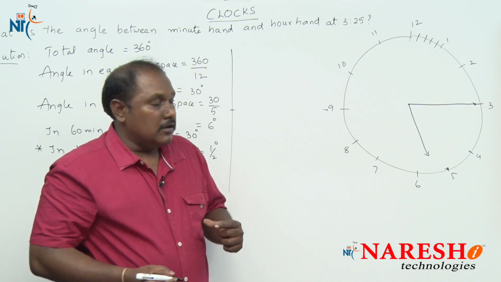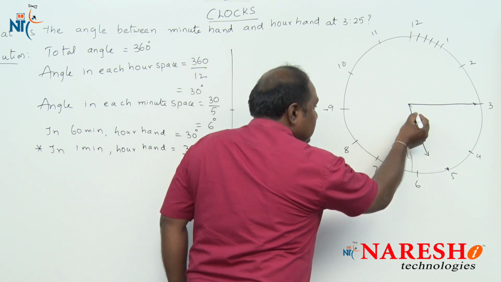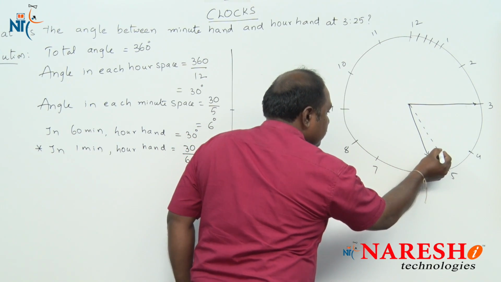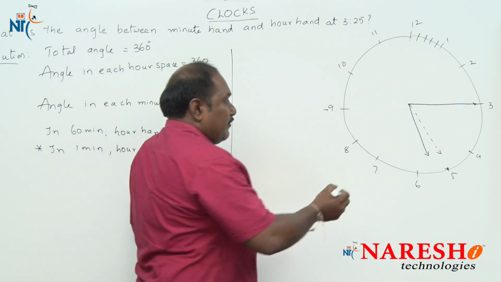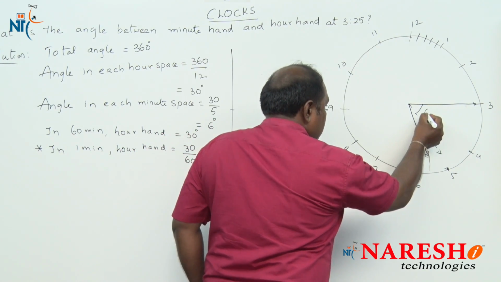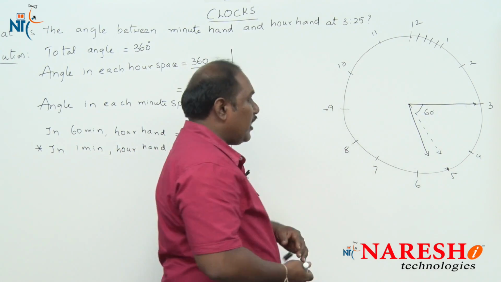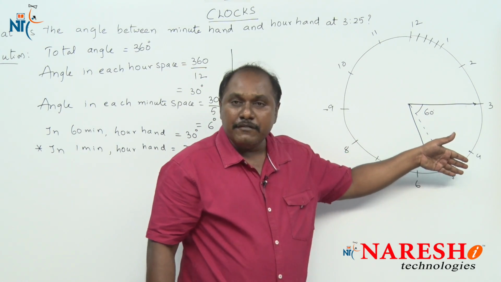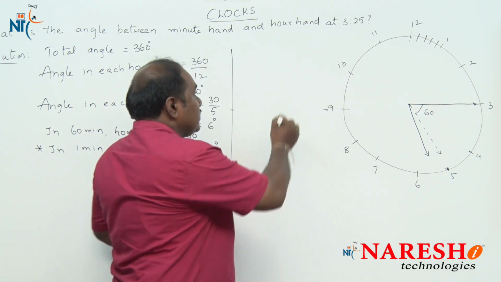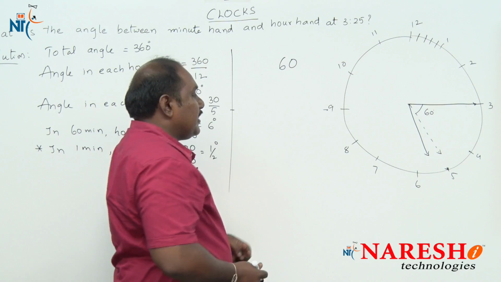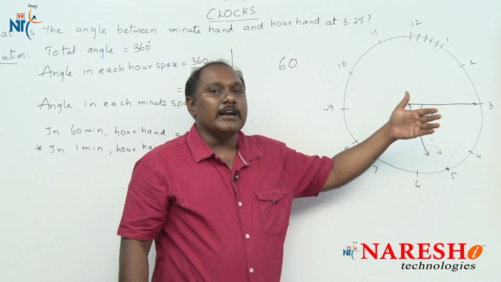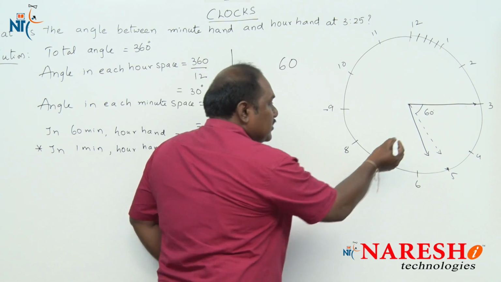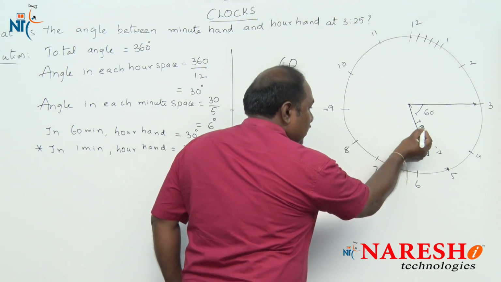Exactly at 5 o'clock, this hour hand will be exactly at 5. Now the angle between 3 and 5 will be 60 degrees, because you have 2 hour spaces in between 3 and 5. But if I use my common sense, I will come to know that the angle between minute hand and hour hand at 5:15 will be greater than 60. So to tell the answer for this question, I need to add this angle.